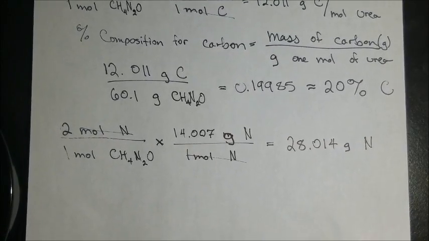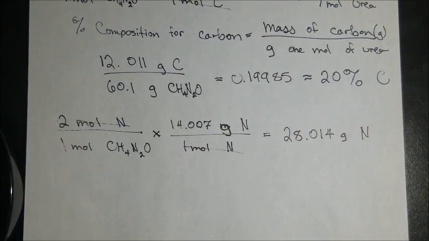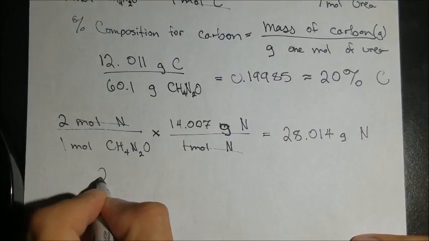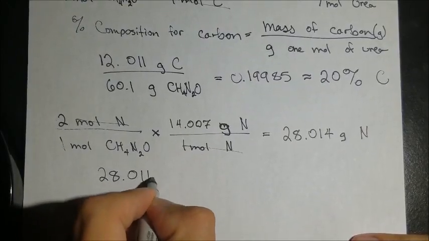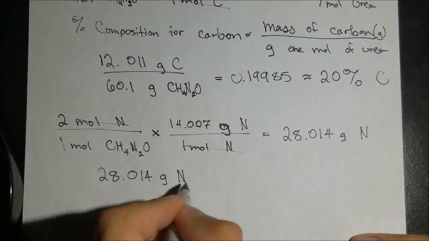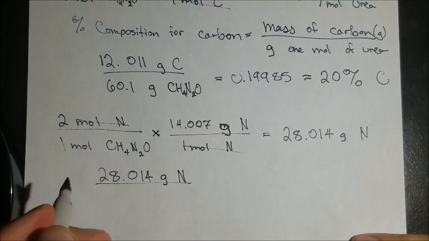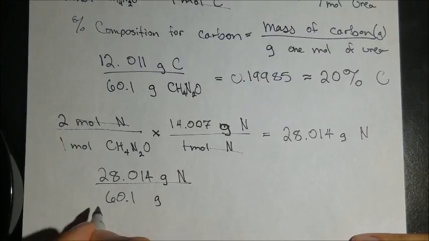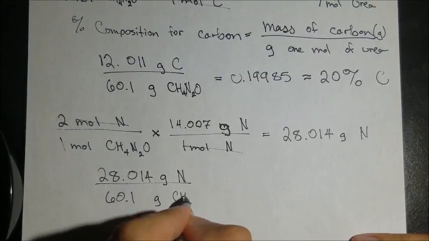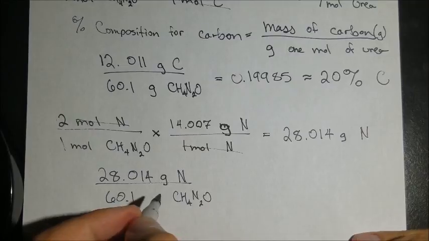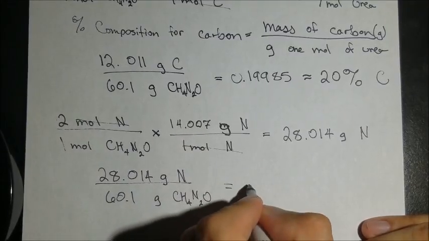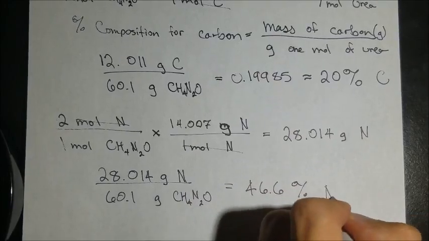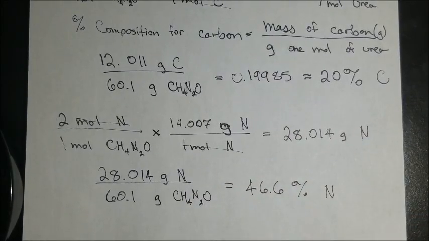So if we wanted to find the percent composition of urea that is nitrogen, what we want to do is say, okay, 28.014 grams of my compound is nitrogen. What percent of the total mass is that in a mole? It's out of 60.1 grams of urea. And what that would be is 46.6% nitrogen. So that's how I'd go about doing that.